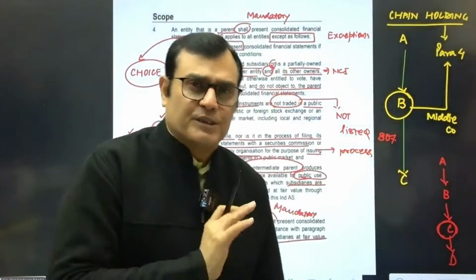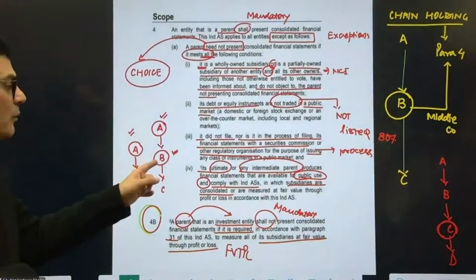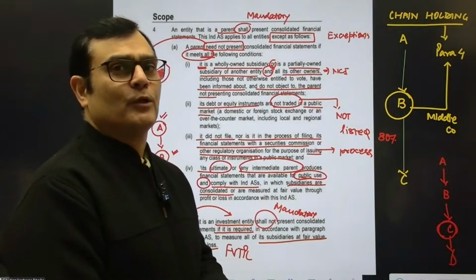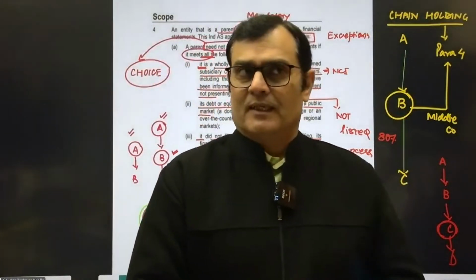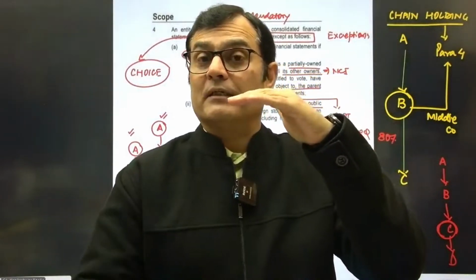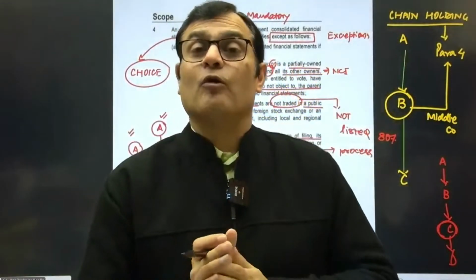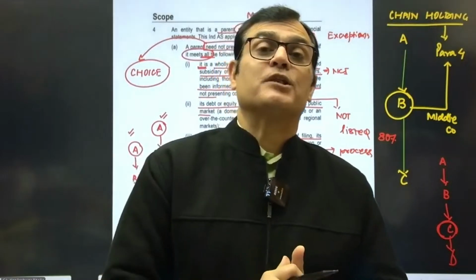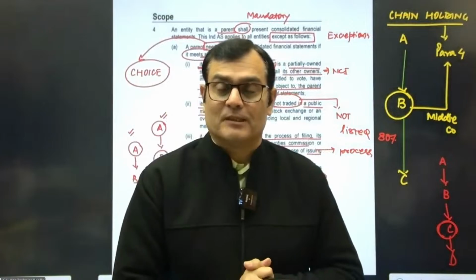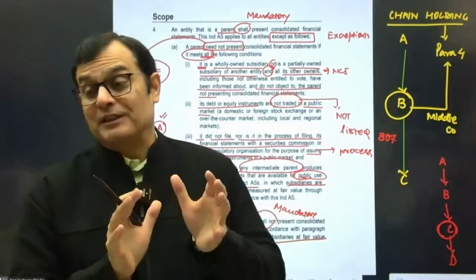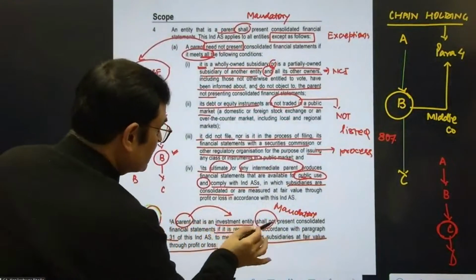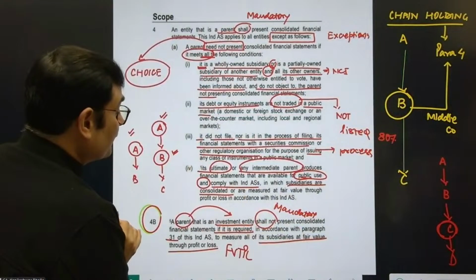Sir, does this mean that B can avail para 4 and B can avail para number 4B also? Yes. Sir, if B avails para 4 and B avails para 4B, para 4 is giving a choice and 4B is mandating. Of course, I'll listen to para number 4B. Don't worry, I'll document this part as well. Very crucial indeed, but very interesting. So a parent that is an investment entity shall not present consolidated financials.